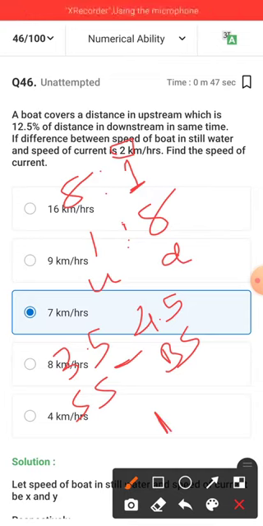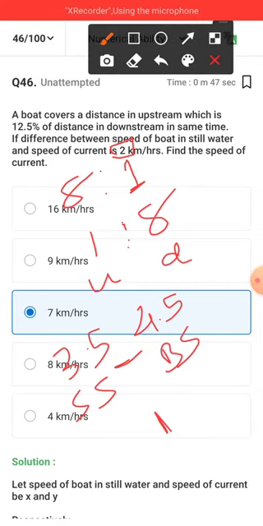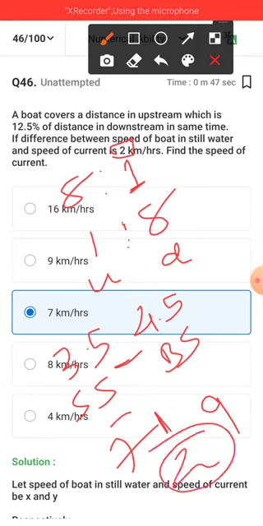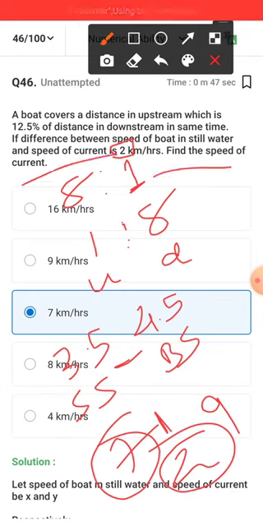So we need a difference of how much? We need a difference of 2. So you know, when we get to the double of these values, we get 2. So 4.5 became 9 and 3.5 became 7. The difference is 2 kilometer. Then we get the answer 7. This speed of current became 7.